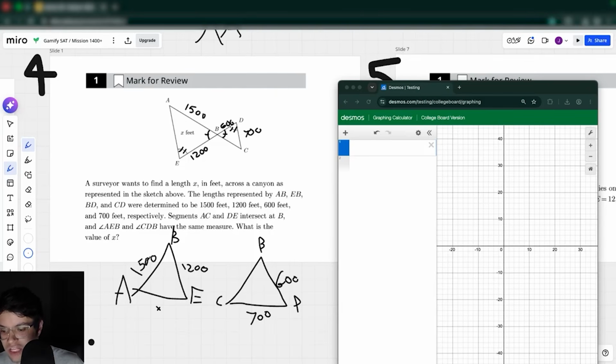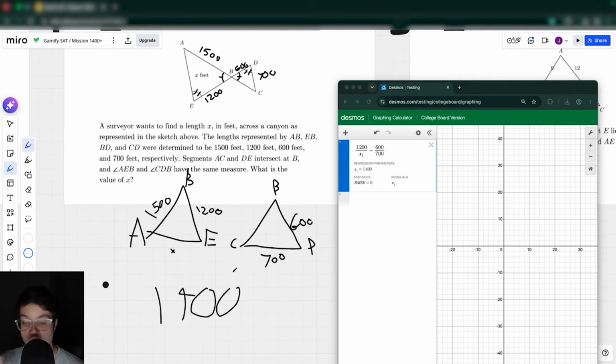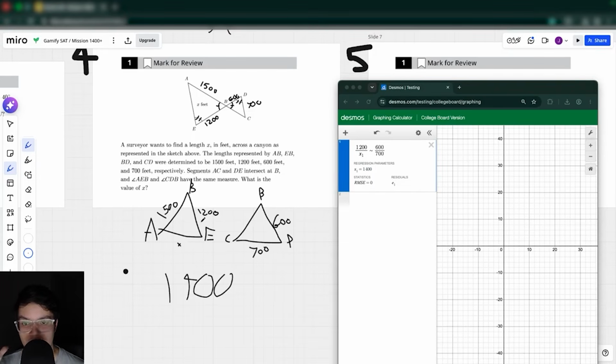So we're trying to see what is the value of X. We have here 1200 in X and 600 and 700. Let's just go ahead and write a proportion with that. So 1200 divided by X, we can say, equal to 600 divided by 700. So therefore we're getting 1400 for X, and yes, that would be the right answer. Writing the triangles in an easier to look at way is really, really helpful for these problems, honestly.